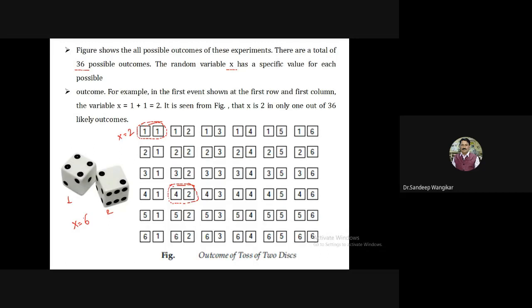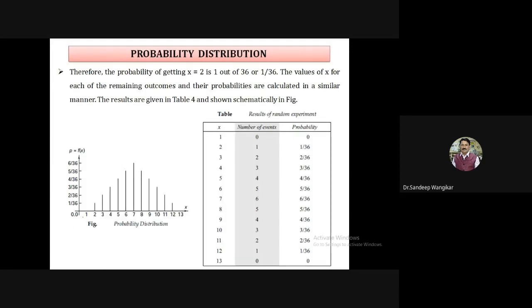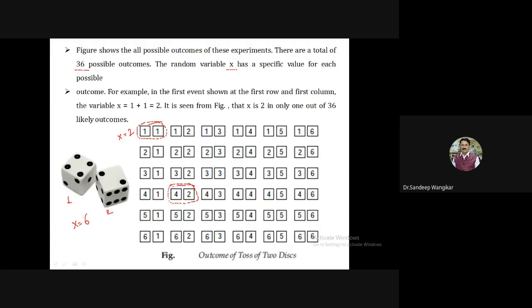So we can search in it. How many possibilities are there that will give you the outcome x is equal to 6? I can highlight in this diagram those whose sum is 6. So see here, 5 plus 1 will give you 6, 4 plus 2 will give you 6, 3 plus 3 will give you 6, 2 plus 4 will give you 6, and 1 plus 5 will give you 6. Any other combination? No. So these are the different combinations. 5 combinations are there.